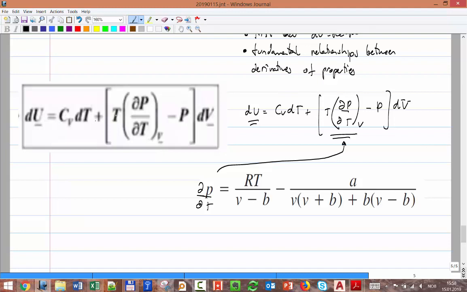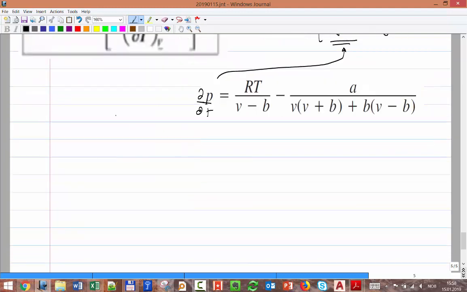Now, you can calculate one property called the chemical energy.